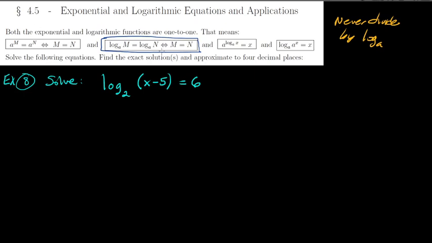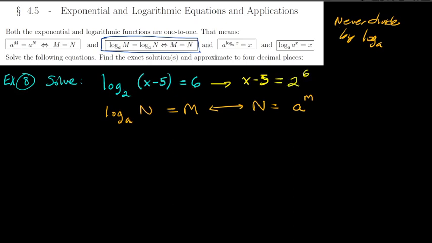So we can't divide by log base 2. That's meaningless. But what we can do is just reverse the rule, right? This is log base a of n equals m. That's the same thing as n is equal to a to the power m. So if a is 2 and n is x minus 5 and m is 6, well, that means that n, that's the x minus 5, has to equal a to the m, or in this case, 2 to the 6.